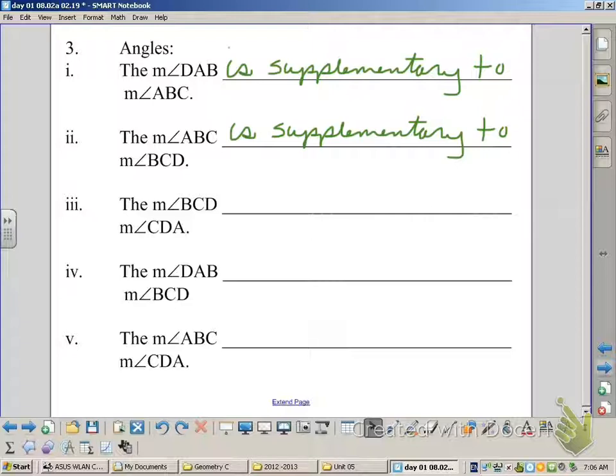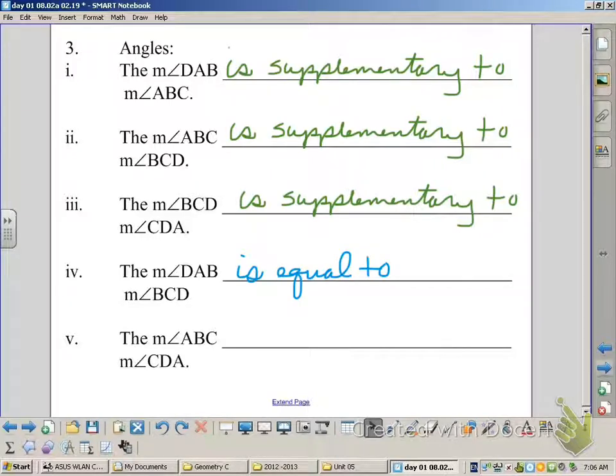Angle BCD and angle CDA. When we add those together, we also get 180. So those are supplementary. Very interesting. Let's see what happens with the next set. Angle DAB and angle BCD. We're not looking at angles that are next to each other now, or that are consecutive one after the other. We're looking at angles that are across from each other or opposite each other. They don't add up to 180, but what do you notice about their measures? They're both the same, so they're equal to each other. Let's take a look at angle ABC and angle CDA. They're also opposite each other, and they are also equal to each other.